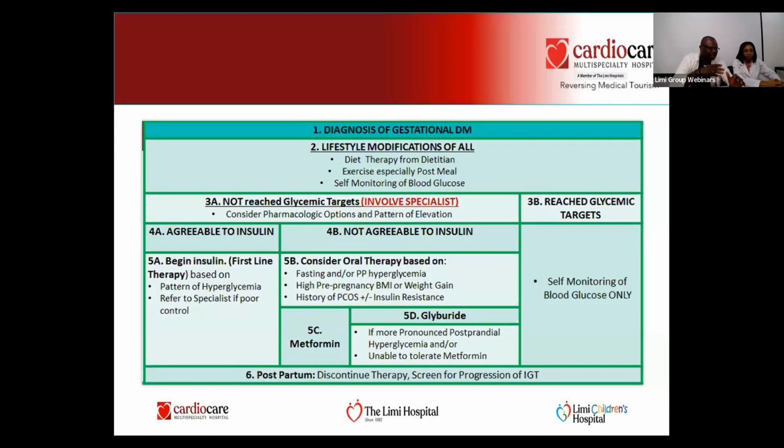Stage 2 is lifestyle modification for all, which allows everybody to improve their lifestyle: so-called medical nutrition therapy, exercise, and self-monitoring of blood glucose. That is the therapy: a dietitian, exercise, especially post-meal, and self-monitoring of blood glucose. With this, you expect some level of change and improvement in the patient's blood glucose. But if it's not reached, you go to 3A, consider pharmacologic option.